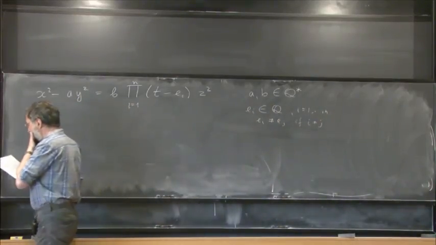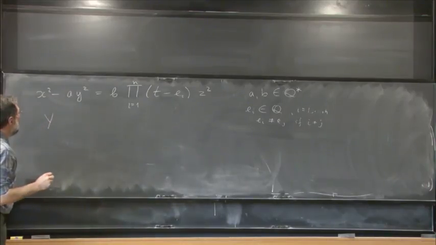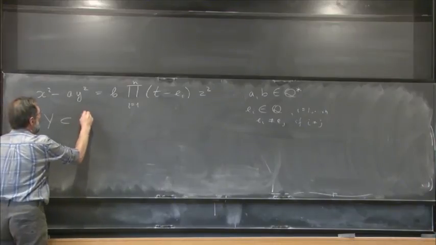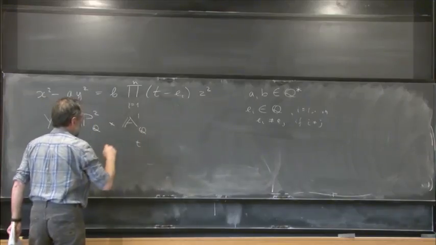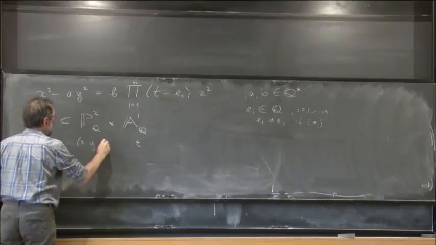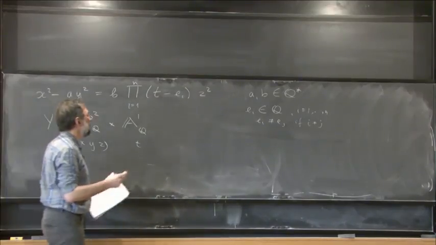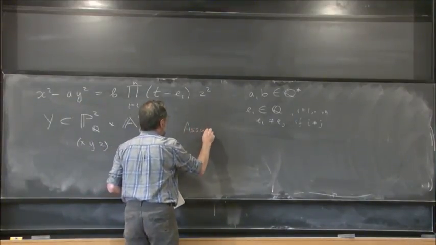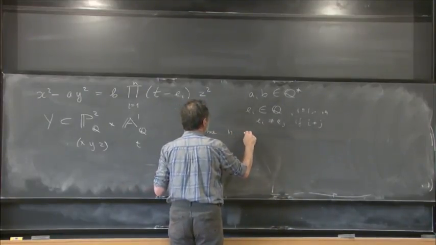So let's think about this surface as a closed subset of P2 cross the affine line. The affine line has variable t, and P2 has homogeneous coordinates x, y, and z. And we can always arrange by change of variables that n is odd, so that we simplify an assumption. It's not really an assumption. So without loss of generality, you can assume n odd.